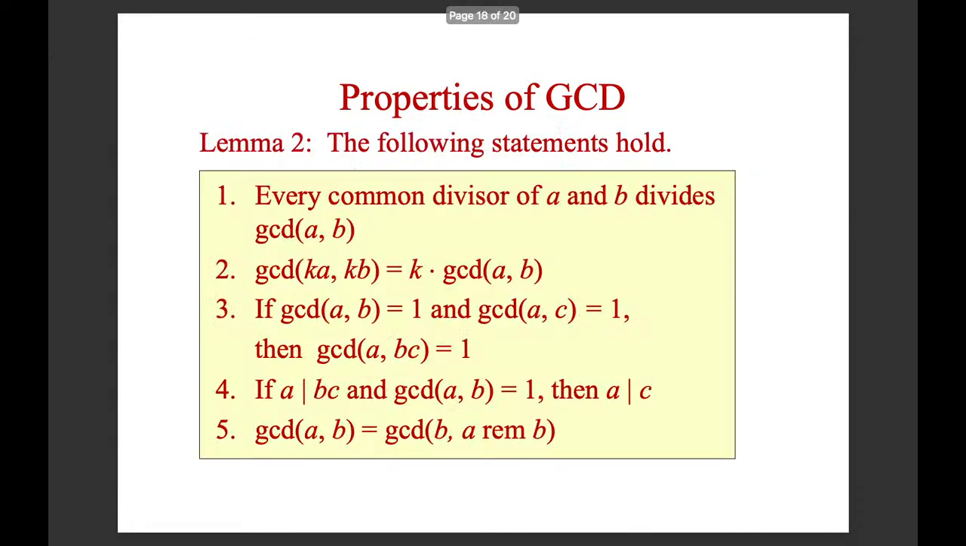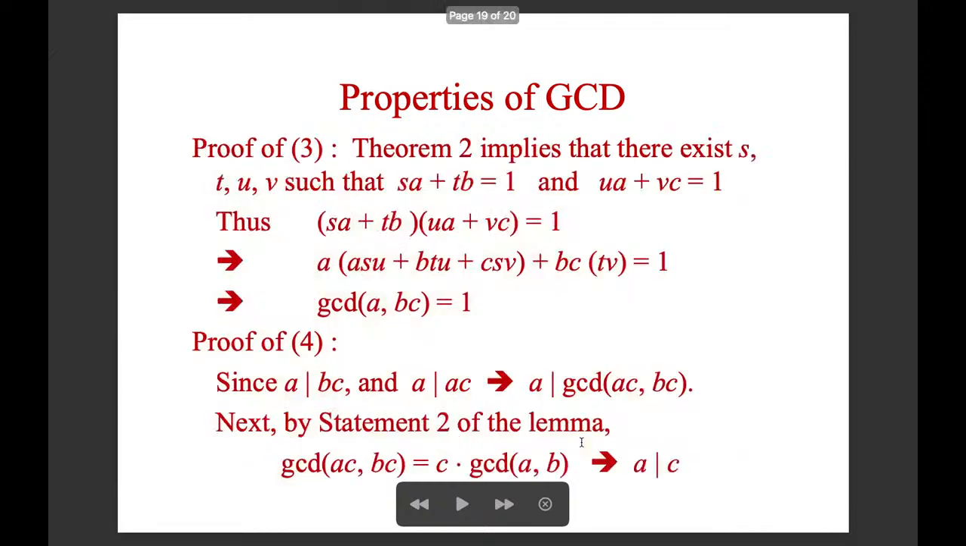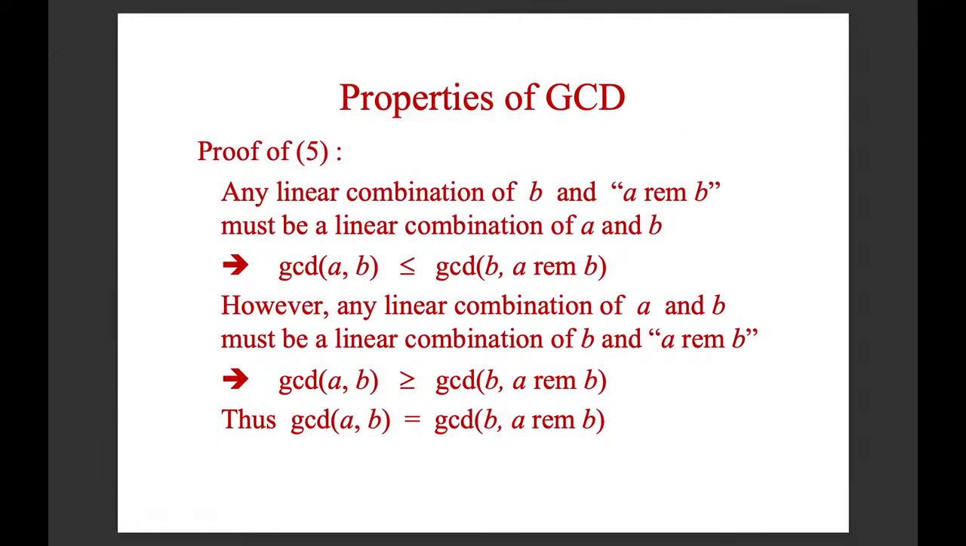Here we want to show that GCD of A, B is equal to GCD of B and A mod B. So let's see how we can show this. We use the same technique as before. We want to show GCD of A, B is smaller than or equal to GCD of B, A mod B, and also GCD of A, B is greater than or equal to GCD of B, A mod B. And if this is the case, then they are equal. Okay, so why is it true?